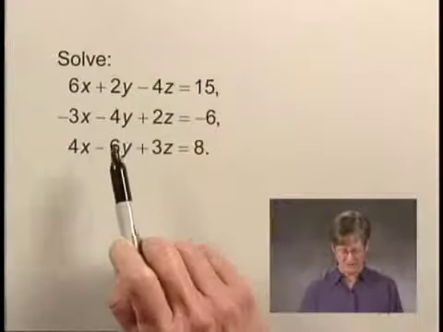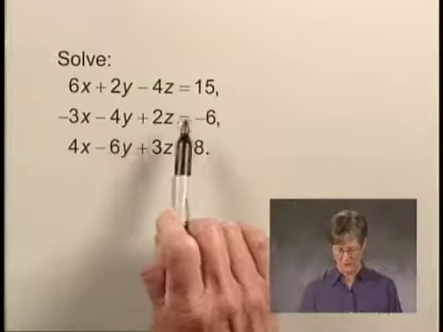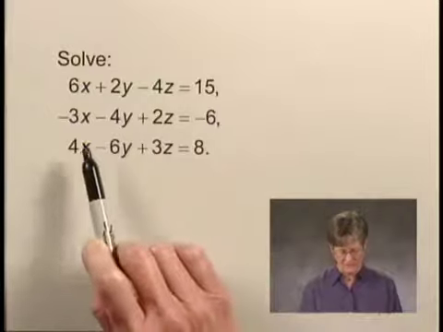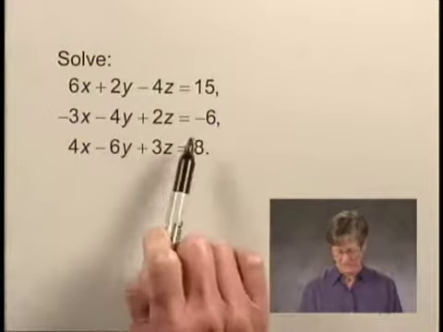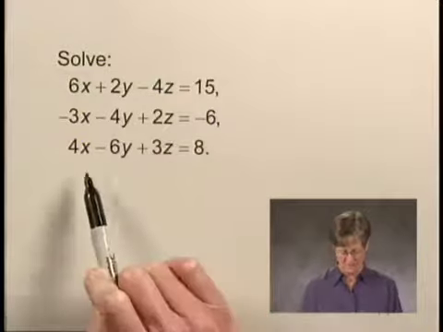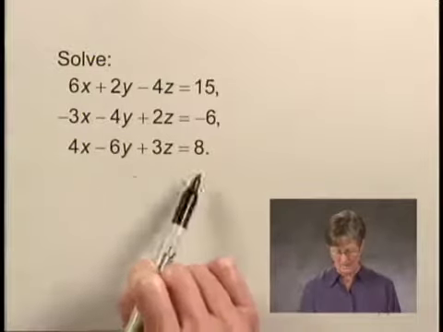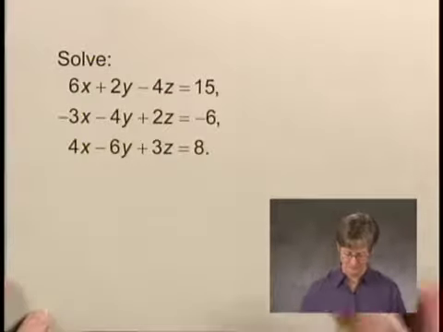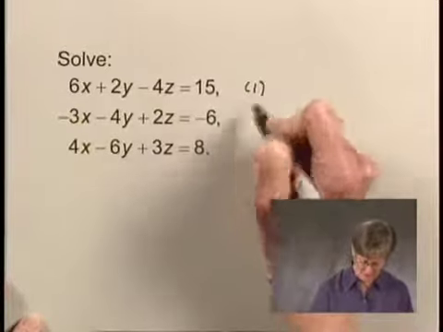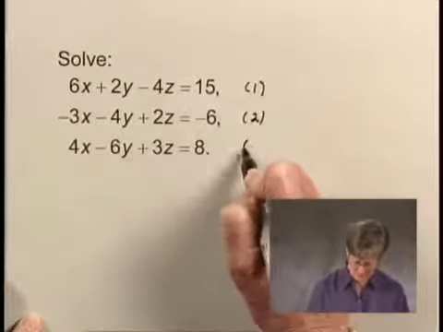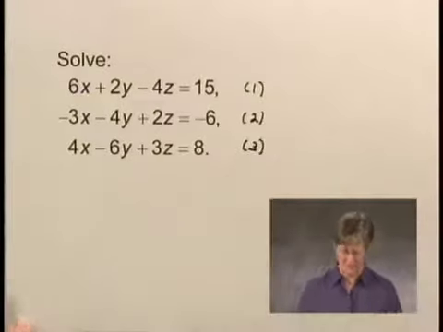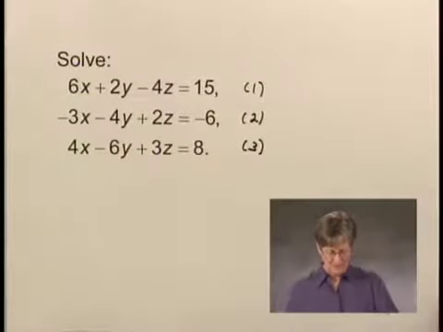In this exercise, we'll solve a system of 3 equations and 3 variables. And this is the system of equations: 6x plus 2y minus 4z equals 15, negative 3x minus 4y plus 2z equals negative 6, and 4x minus 6y plus 3z equals 8. Now I'm just going to start by numbering these equations 1, 2, and 3, just so they'll be a little bit easier to refer to as we proceed.